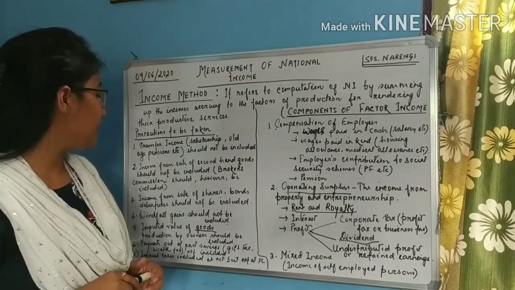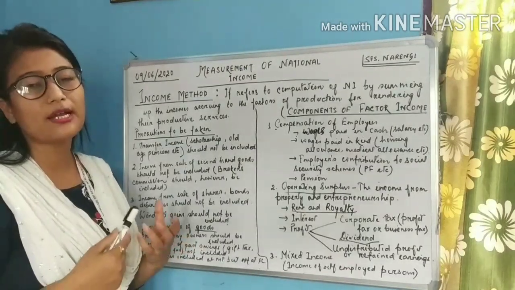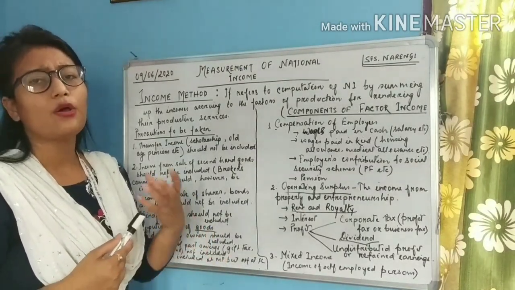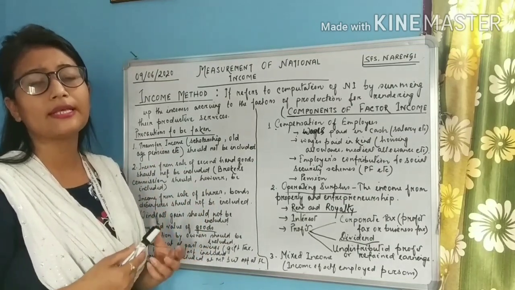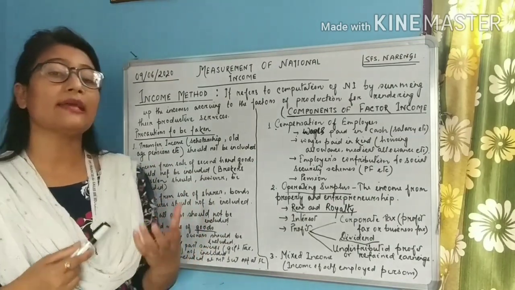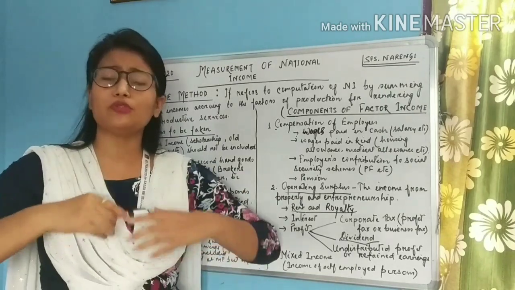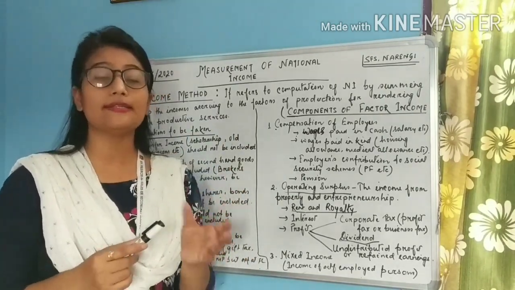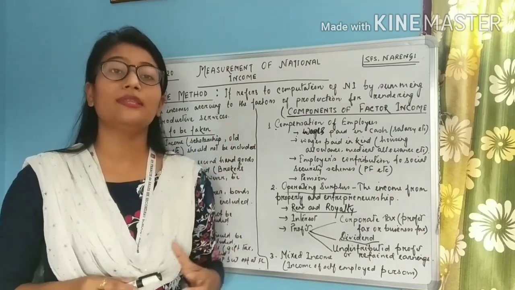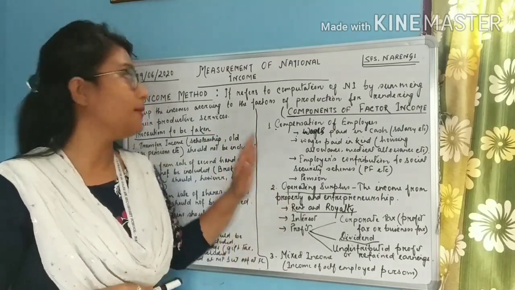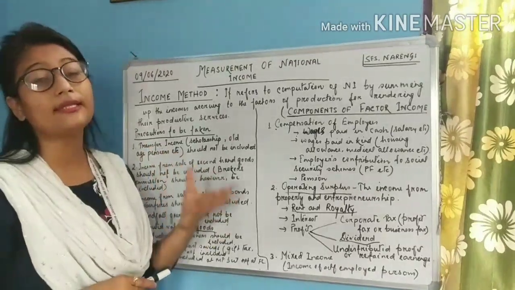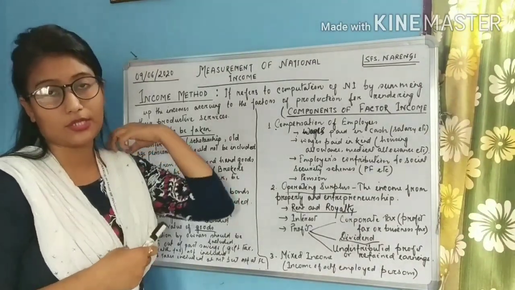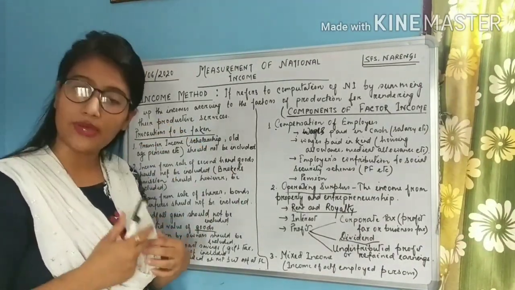Payment out of past savings. So students, there are various types of taxes: gift tax, wealth tax, property tax. Wealth tax accrues to a person for having so much wealth. He has to give a certain amount of money to the government because he has wealth which is more than the prescribed limit. So those things do not come under the income method because they do not reflect any kind of productive activity going on in the economy, right?